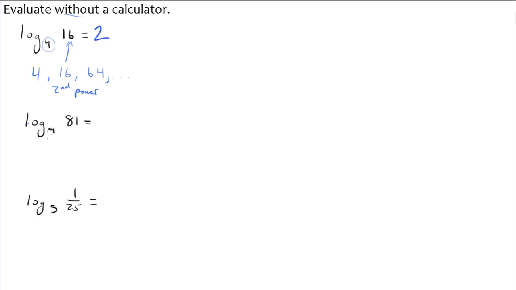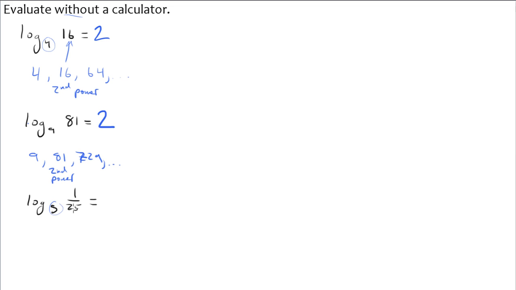Log base 9 of 81. So let's see here. 9, 81, 729, pardon me, and so on. Again, the second power of 9 is 81, so this is 2.